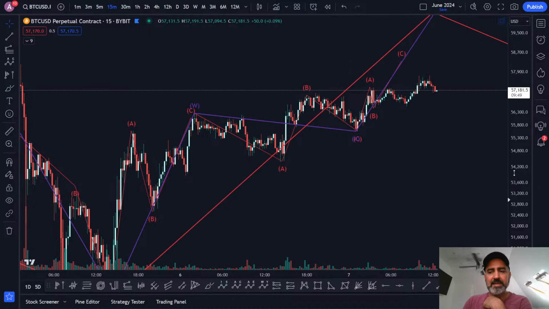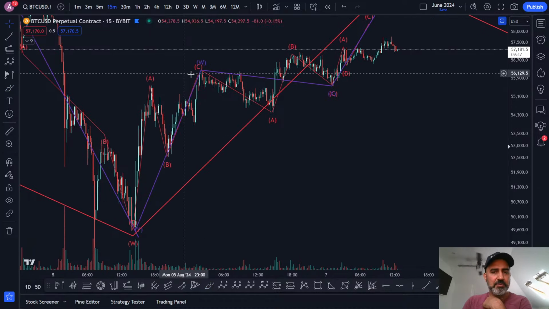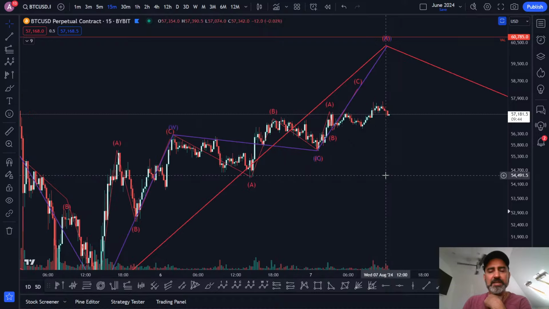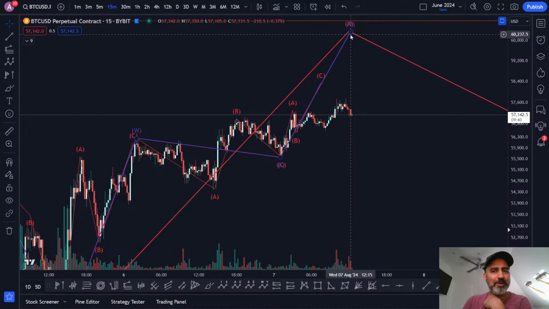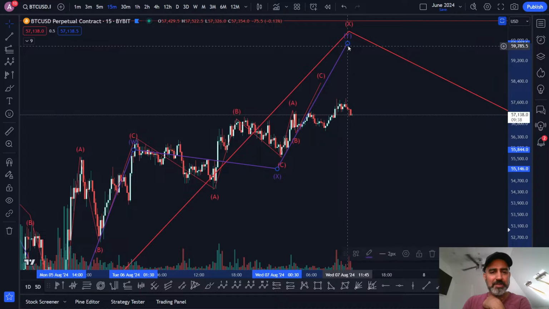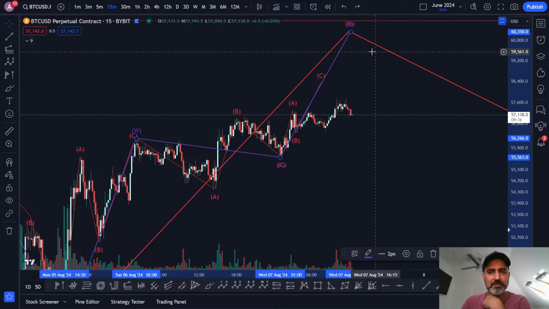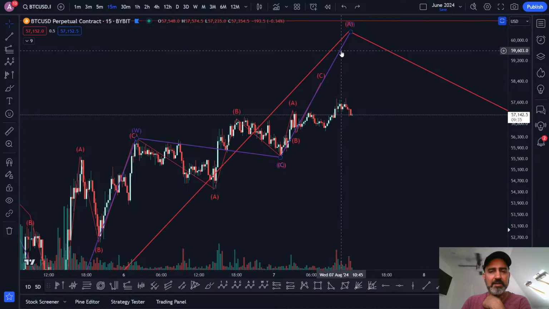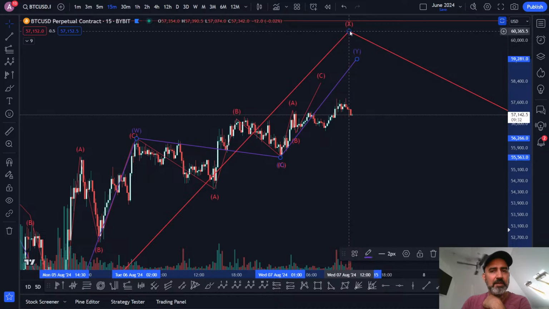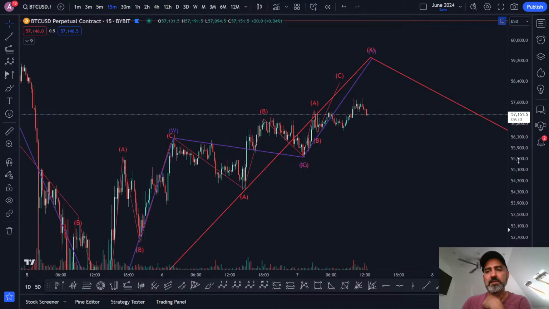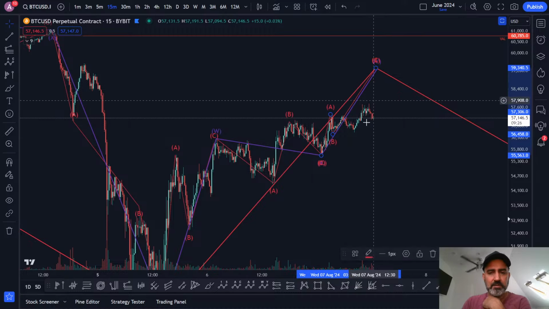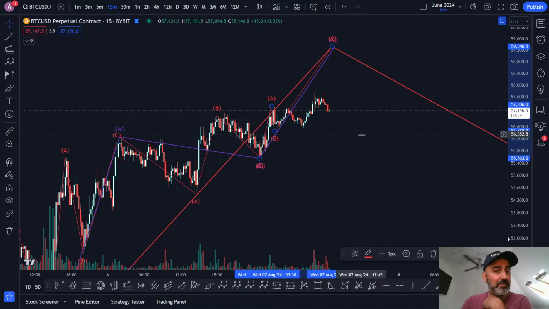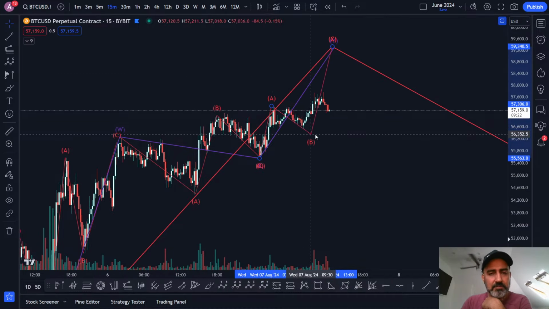That completes your X. So you have your W, you have your X, which goes sideways, and now I'm looking for the last one, which is the Y, this purple Y. This purple Y completes the red X, okay, which completes the red C, and that becomes a sell.